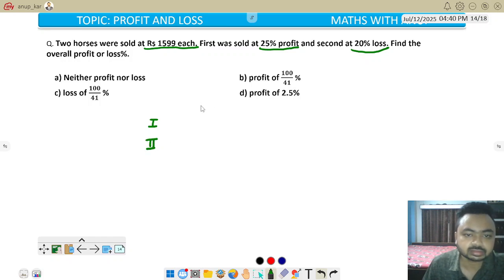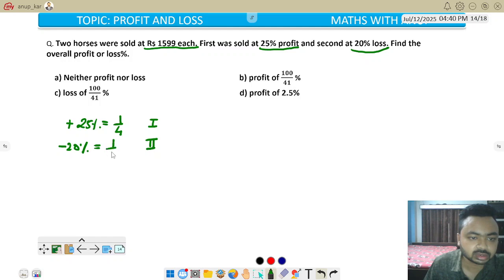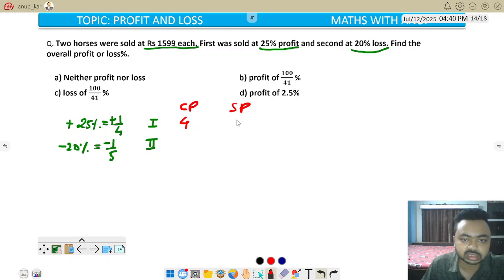For the first case there is 25% profit, and here it is 20% loss. So 25% profit means 1 by 4, and here it is 1 by 5, minus, and here it is plus. So here comes my CP and SP ratio. As it is 25% profit, my CP ratio will be 4, SP ratio will be 5.